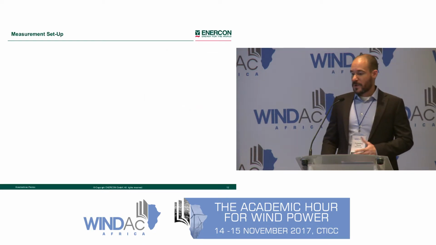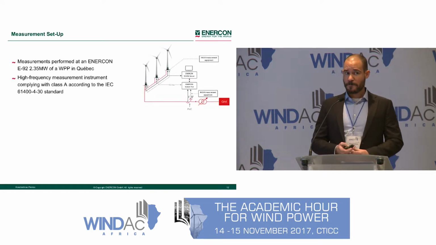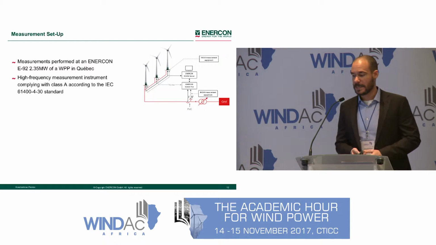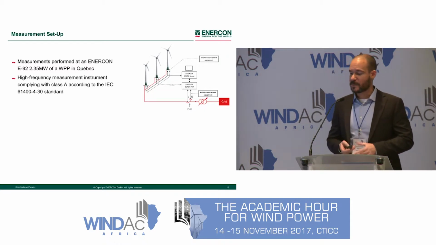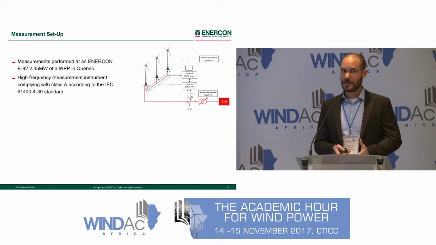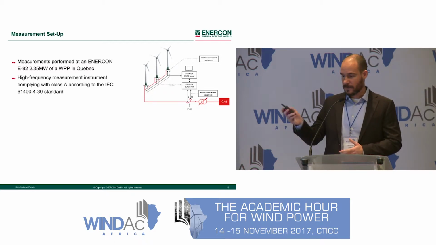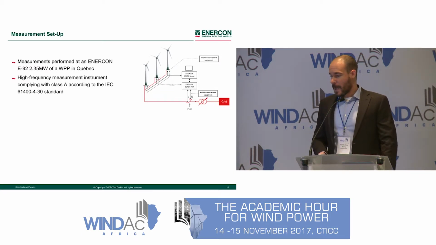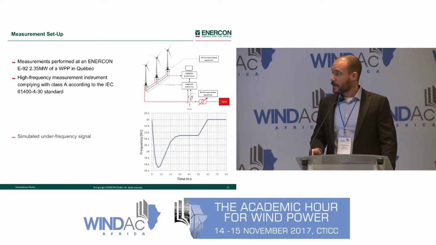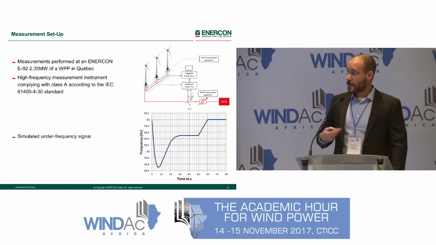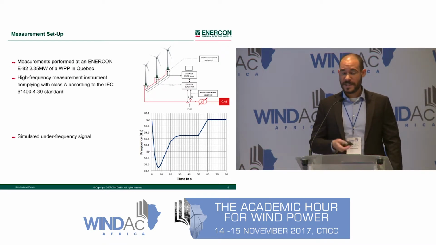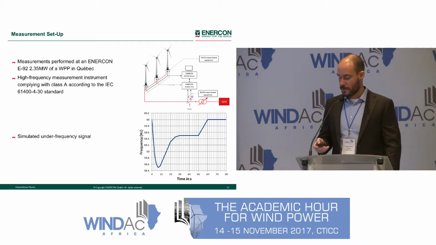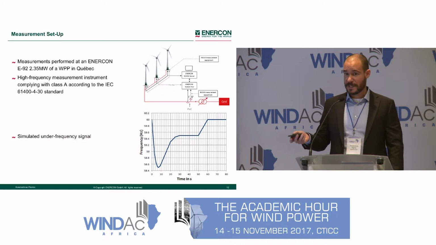The following measurements have been obtained at an Enercon E92 wind turbine generator rated at 2.35 megawatts, forming part of a wind power plant in Quebec, in Canada. This has been fitted with a high-frequency measurement instrument complying with, you can read it, Class A according to the IEC 61400-430 standard. The measurements that you are going to see represent an average of simulated events when the wind turbine generator control system was injected with the under-frequency signal you can see here.